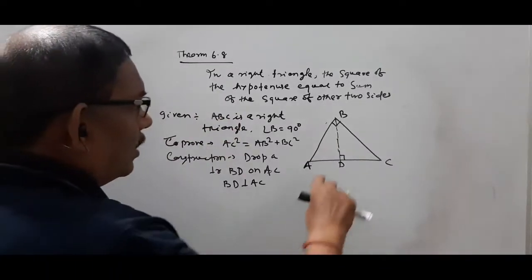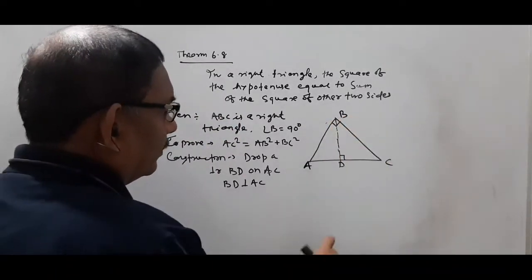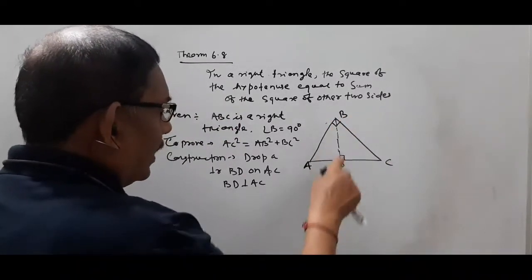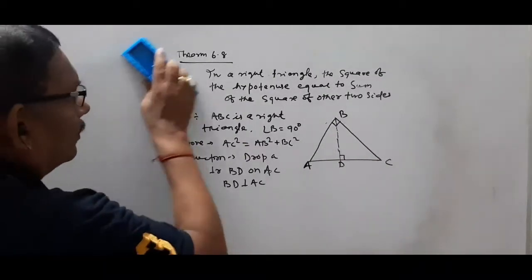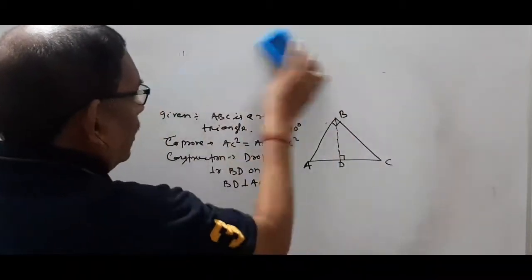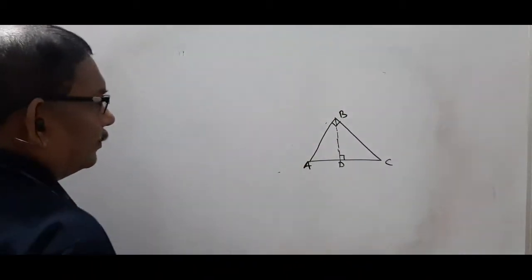Construction. Draw a perpendicular BD on AC. So BD perpendicular to AC. Now the proving part. How to prove this one?